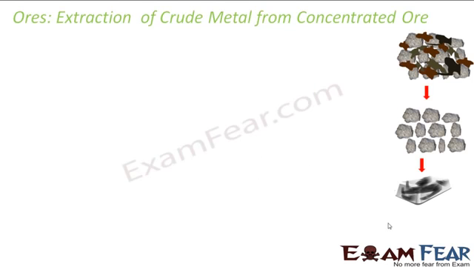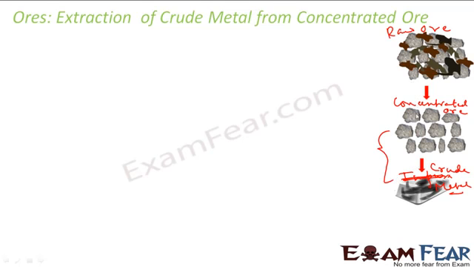In the next step, as I told, once we have got the concentrated ore, we have to extract the crude metal from the concentrated ore. So this was my raw ore. This became my concentrated ore. And from this we get impure metal first, or we'll call it crude metal. So we'll now discuss this process.